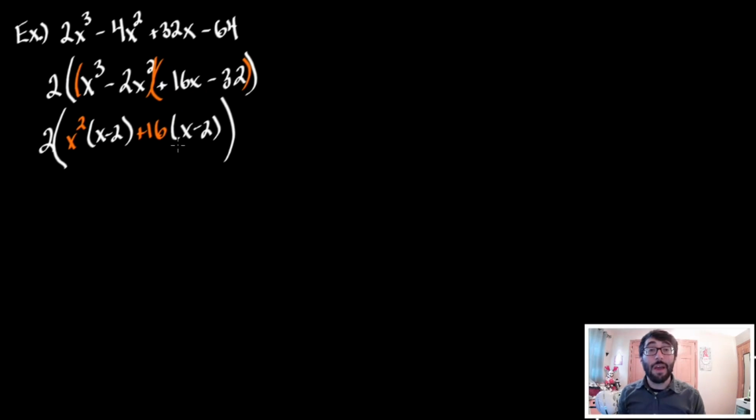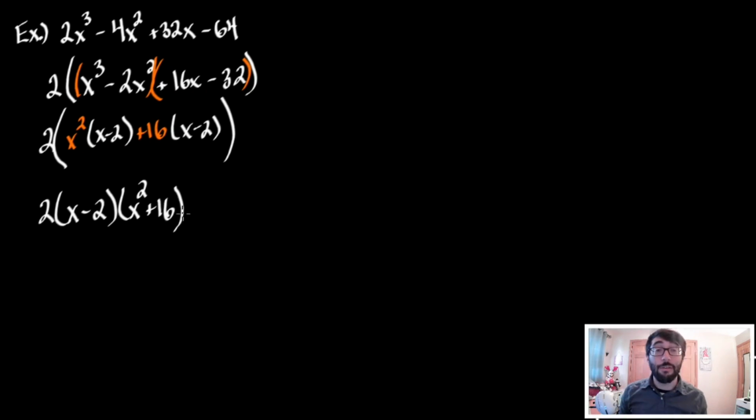And as we can see, we have a common binomial factor. We have a greatest common factor of x minus 2. So I can factor out that x minus 2, and that leaves me with x squared plus 16. And this is when we need to double check our final answer. Now remember, if you didn't take out a greatest common factor in the beginning, one of your two factors would have a common factor too, so factor it out, okay?